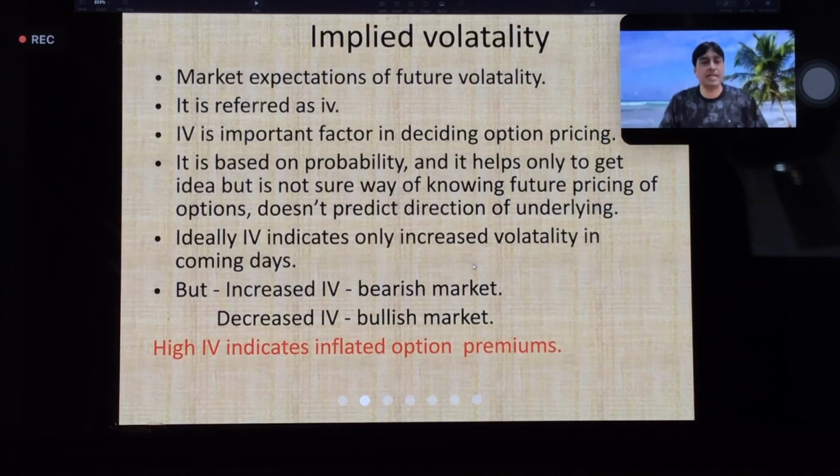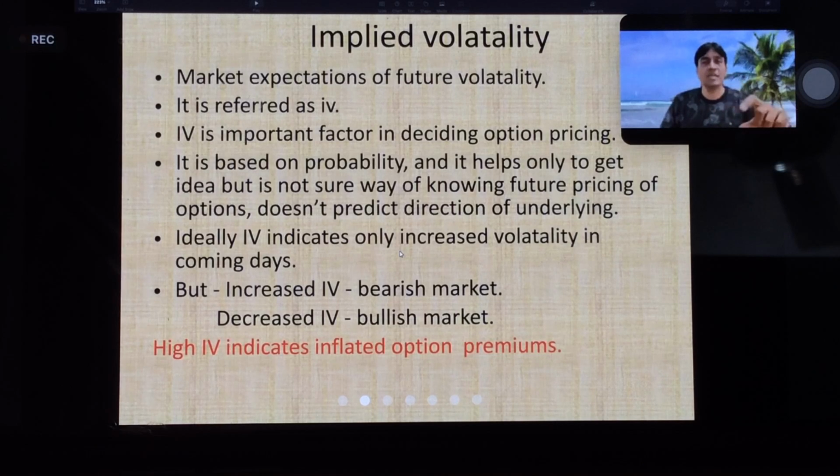What is implied volatility? It is market expectation of future volatility. We call it IV, and it plays an important role in pricing of options. In the premium of 130 rupees which we have seen, for the extra 19 rupees of extrinsic value, implied volatility will play a role, increasing it from 19 to 25 or decreasing it from 19 to 12, the extrinsic value which is remaining.